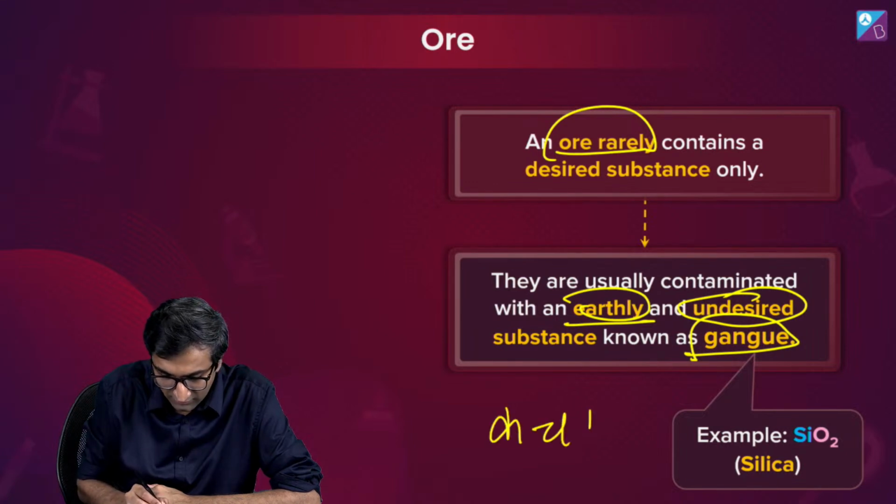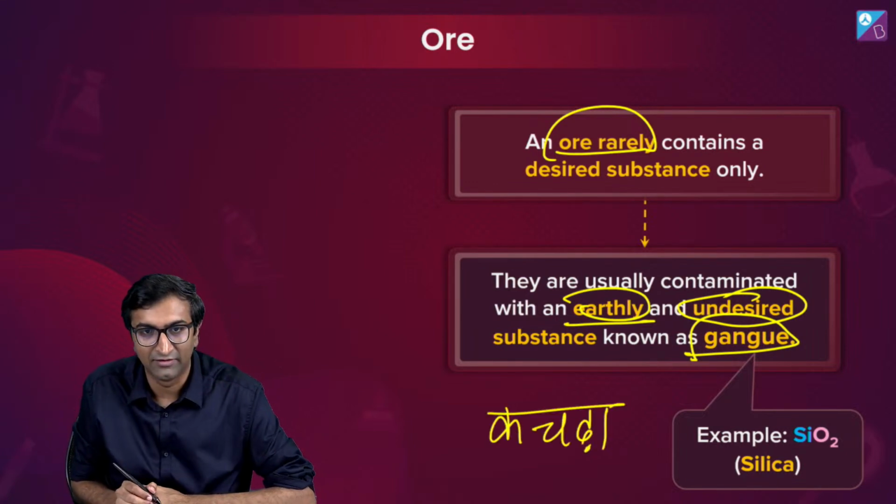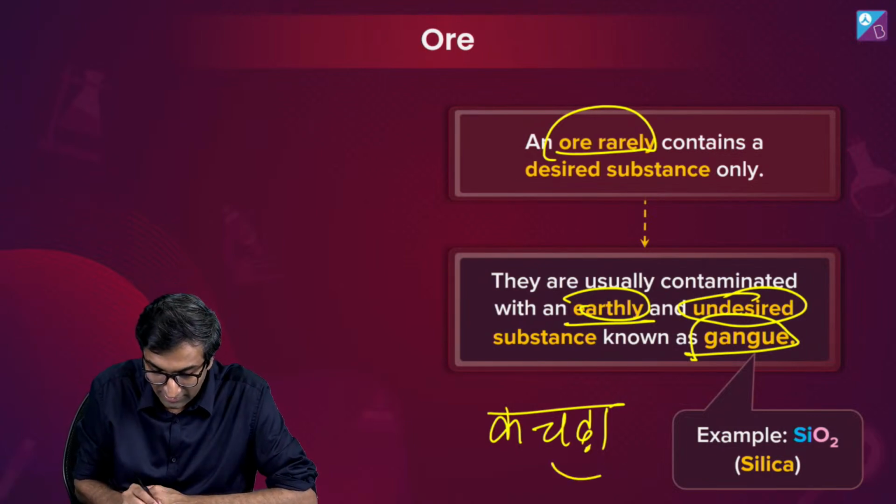Kachada. I may not spell this correctly. अगर मेरी हिंदी गड़बड़ है तो बताना. I've been in Bangalore for too long. I may not get this right.